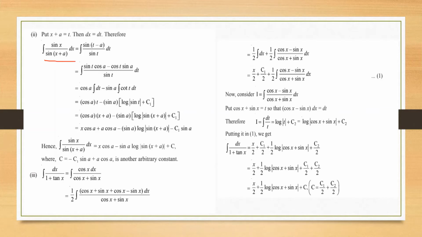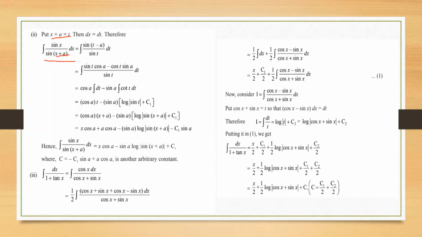You cannot do anything. So let us twist the question and make the numerator heavy so that I can split the terms. So for it, what will I do? I'll put this x plus a as t. So dx equals dt. Why? Because the derivative of your a is equal to 0. Okay. So as you see from here, x plus a is t, so x is t minus a. So it becomes sin (t minus a) upon sin t dt.